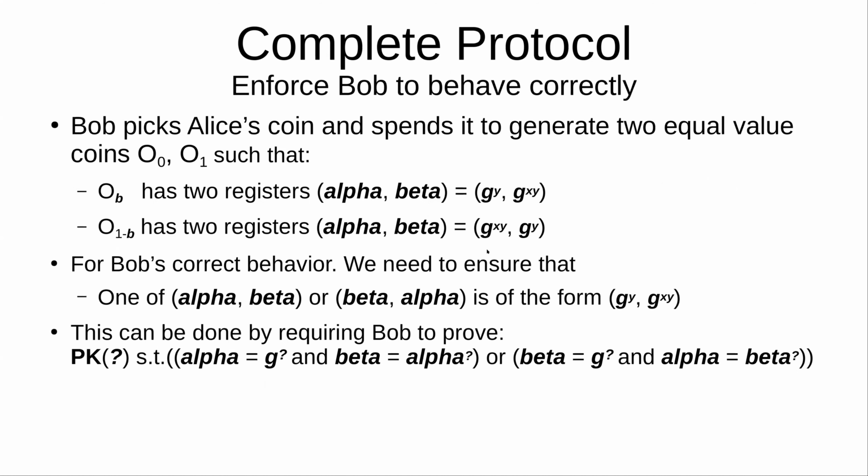Yeah? So let me just discuss this in more detail. Again, I'm just repeating this entire thing, what we need for Bob to behave correctly. If you look at the statement written in a different form, we just need to verify that one of alpha beta or beta alpha is of the form this, right? We don't care which one, but one of them must be of the form this. And the other is just the opposite of that, so we don't care about that.